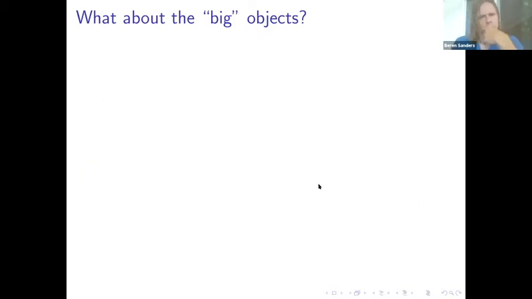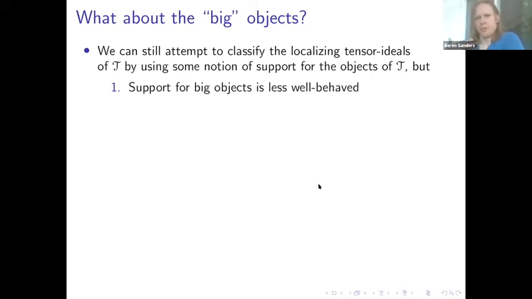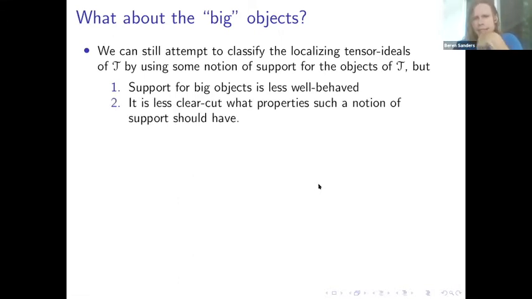So we can't apply Balmer's construction, but nevertheless, we can still attempt to classify these big objects, these localizing tensor ideals, by using some kind of notion of support appropriate for these big non-compact objects. But as I've alluded to a little bit, there are a couple of issues. For example, support for big objects is less well behaved, and it's less clear cut what properties such a notion of support should have. It's less clear cut exactly the axioms one would expect such a support for a big tensor triangulated category to possess.